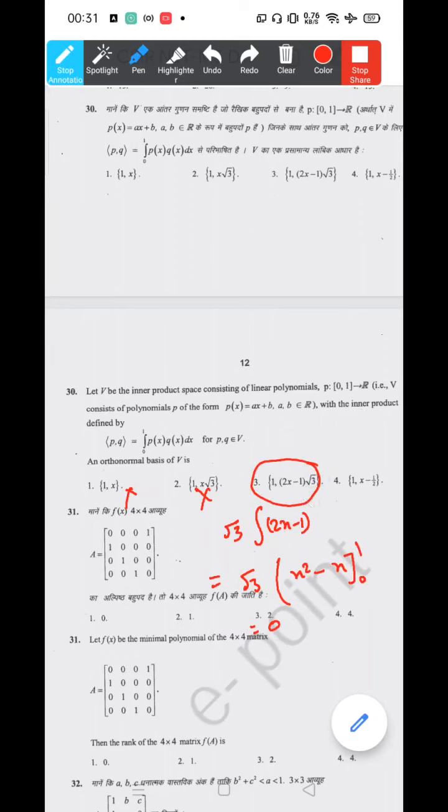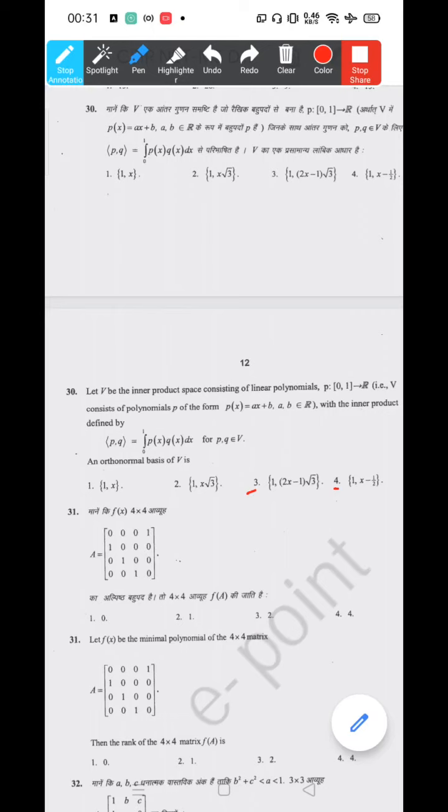What is next? The next thing is to check whether it is orthonormal or not. Now let us check whether this is orthogonal. x minus half, that is x square by 2 minus half x. Yeah, I think this is also orthogonal. So we are having two options now. Let us check this one first.